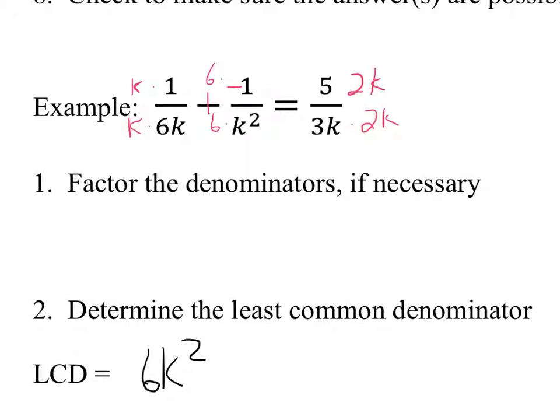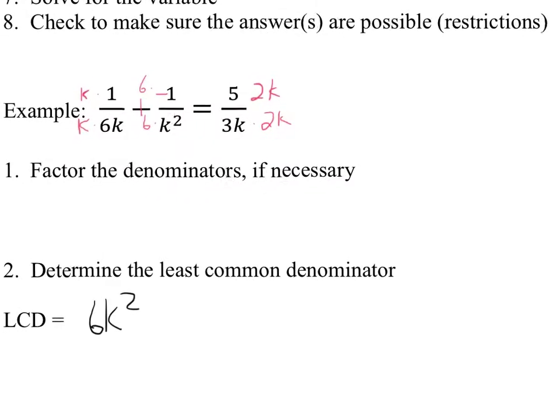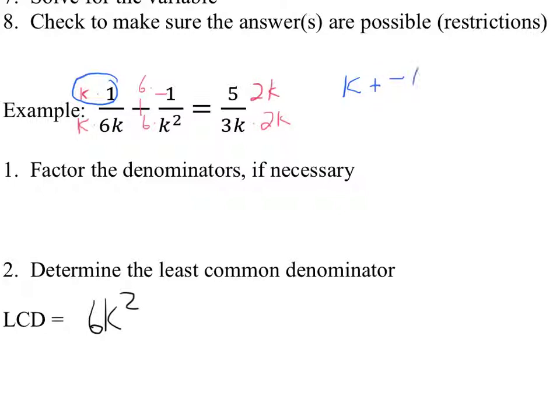Now what happens is, if I take this and rewrite it, on the top I will now have k, that's this part here, plus a negative 6, that's this part, equals 10k. Now they are all over 6k squared. That was the point of getting a common denominator.